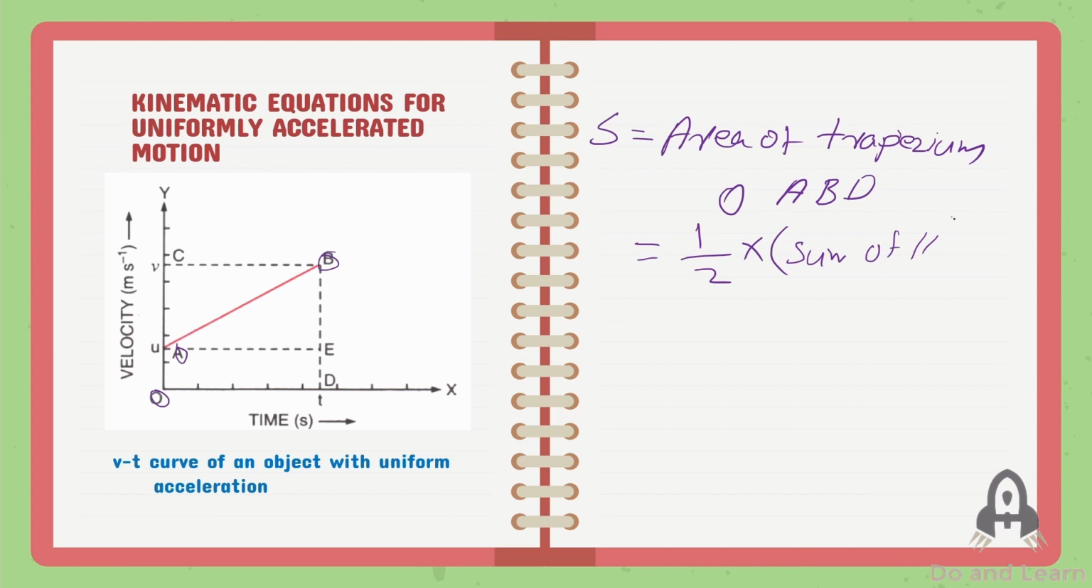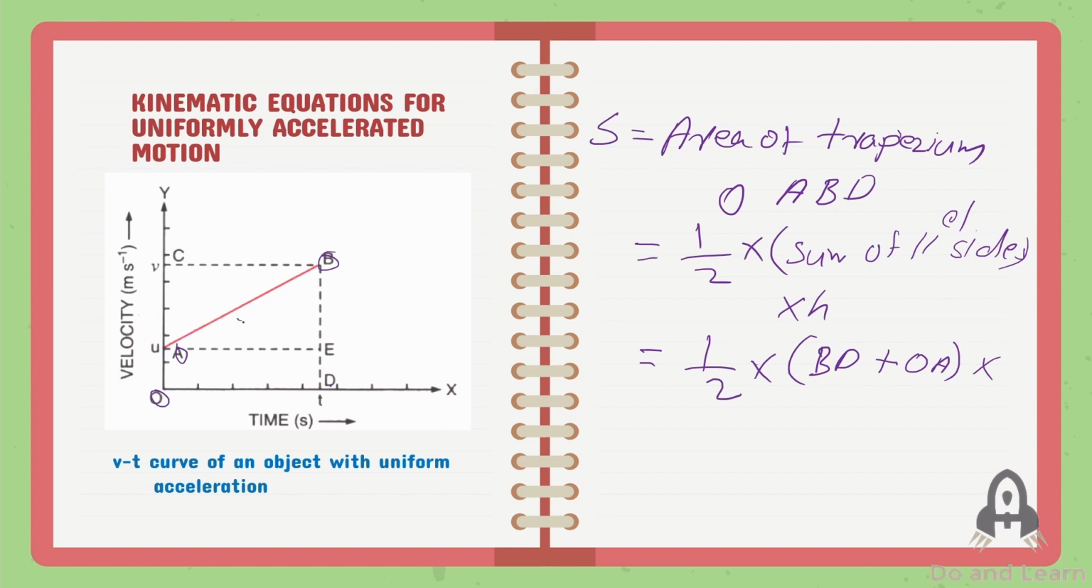Half into the sum of parallel sides, multiplied by the height. So what are the parallel sides here? The parallel sides are BD and AO. So half multiplied by the sum of parallel sides means BD plus the other parallel side, OA, multiplied by the height. What is the height here?